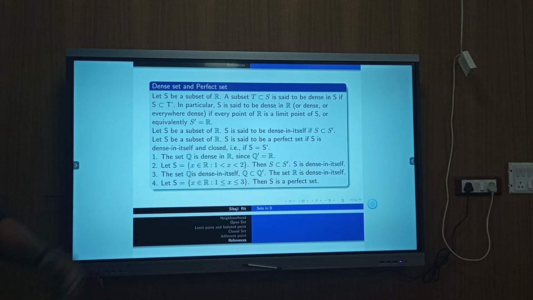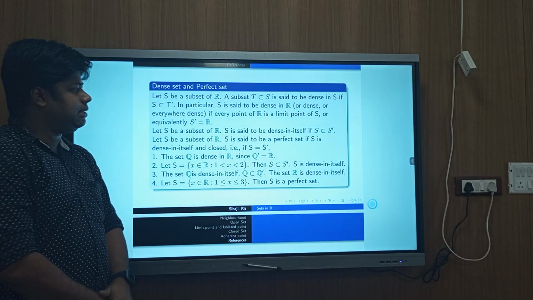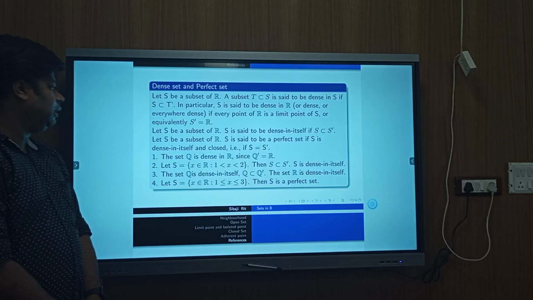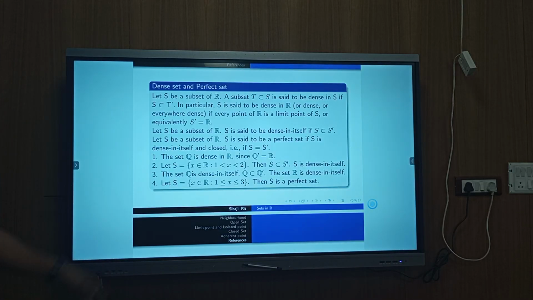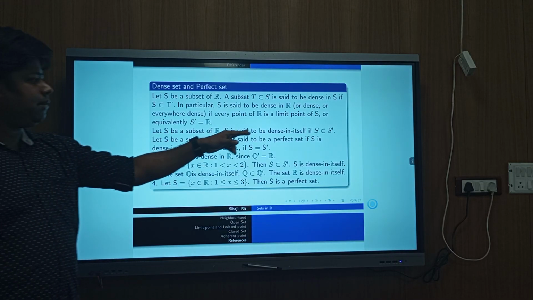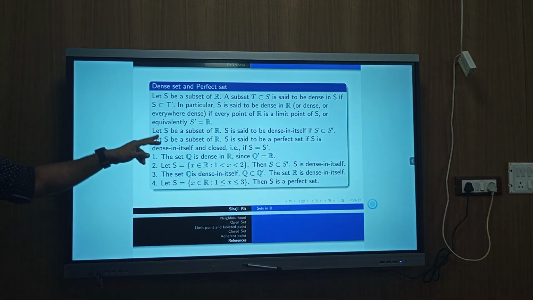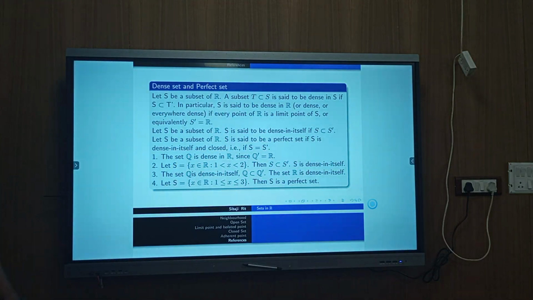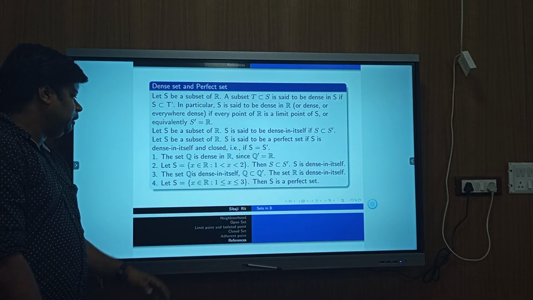Let S be a subset of R. S is said to be dense in itself if S is a subset of S dash. Let S be a subset of R. S is said to be a perfect set if S is dense in itself and closed. That is, if S is a subset of S dash and S equals S dash.